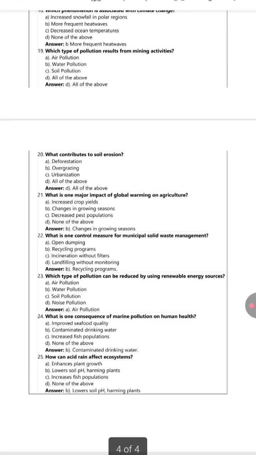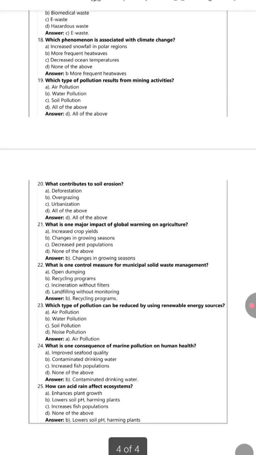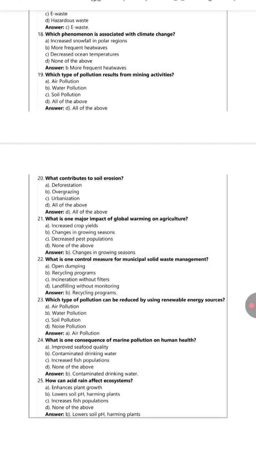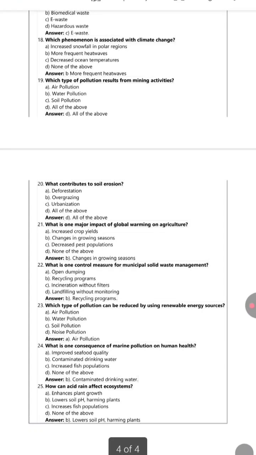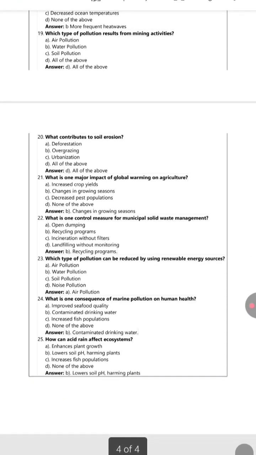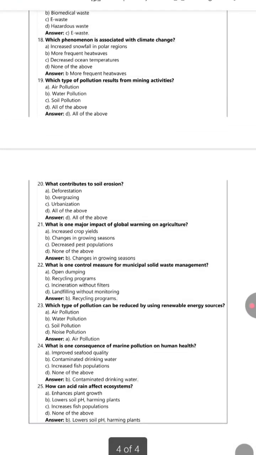Deforestation, overgrazing, urbanization. Which one is the major impact of global warming on agriculture? Changes in growing seasons. What is the one control measure for municipal solid waste management? Recycling programs. Which type of pollution can be reduced by using renewable energy sources? Air pollution. What is the one consequence of marine pollution on human health? Contaminated drinking water. How can acid rain affect ecosystems? Lower soil pH and harming plants.